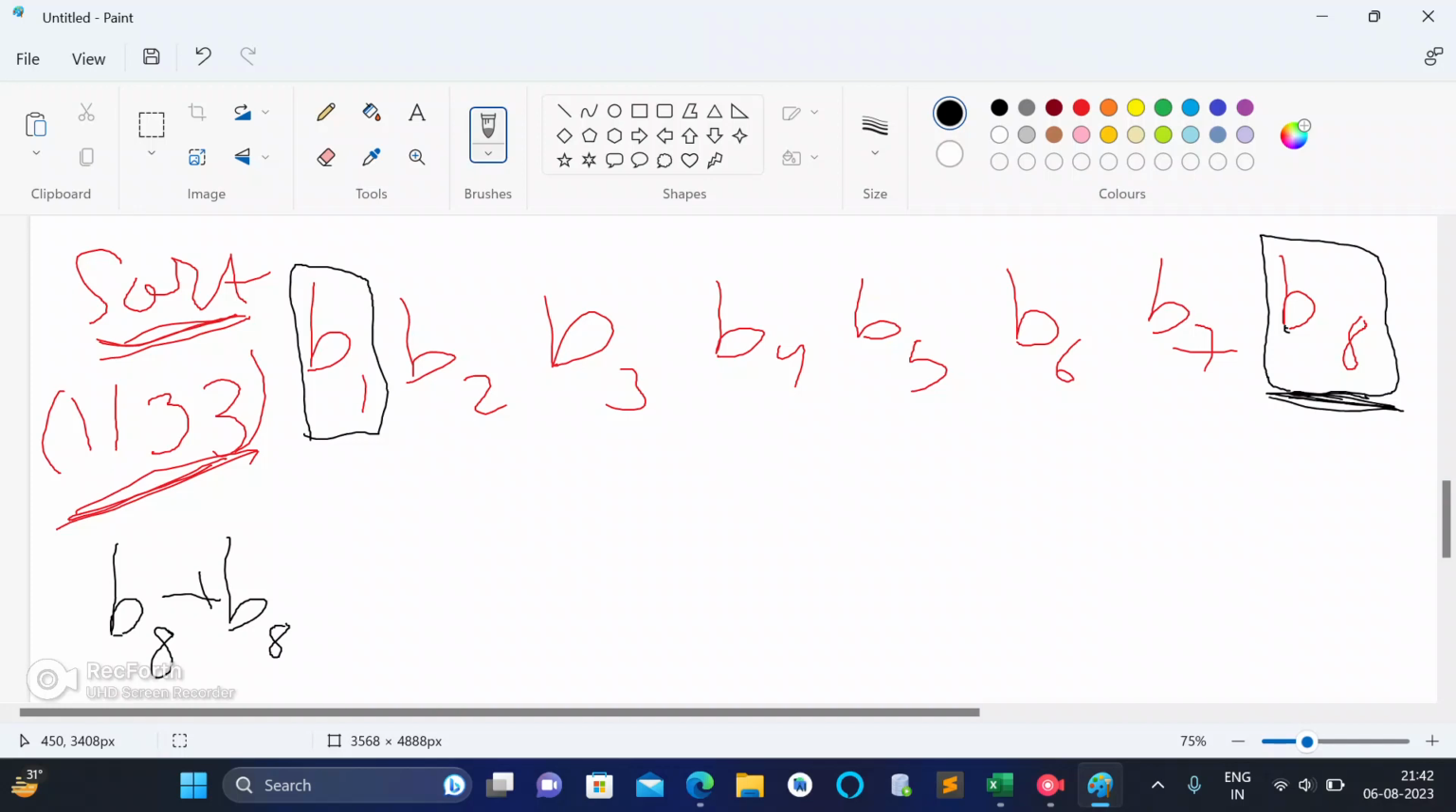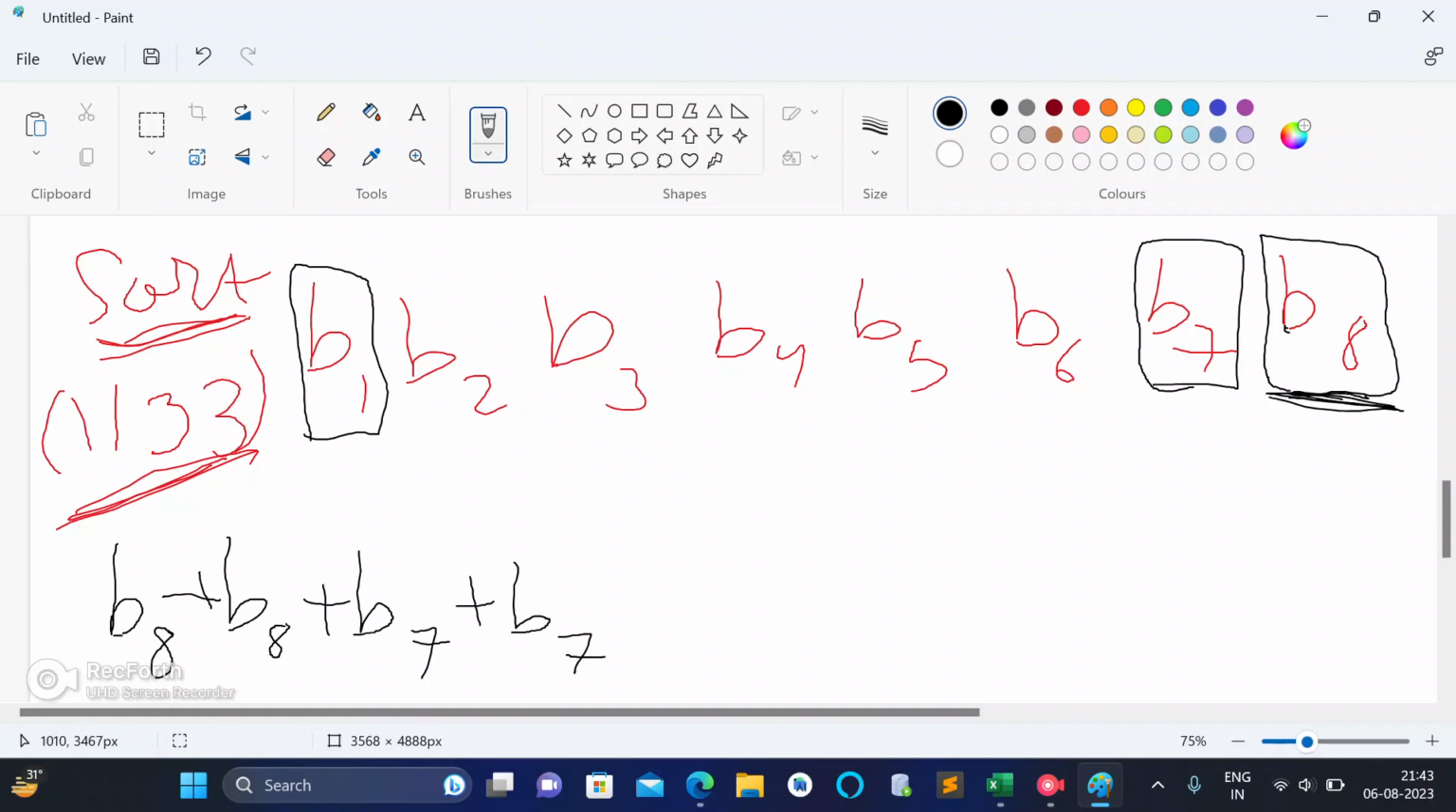Now again I say 1. 1 means my another friend also wants only one value. If my another friend also wants only one value, I will say okay, I will provide him b7. So my answer would be b7 plus b7.